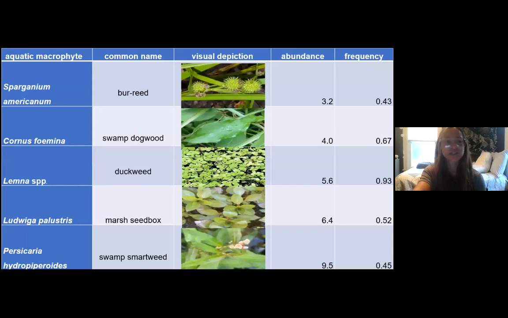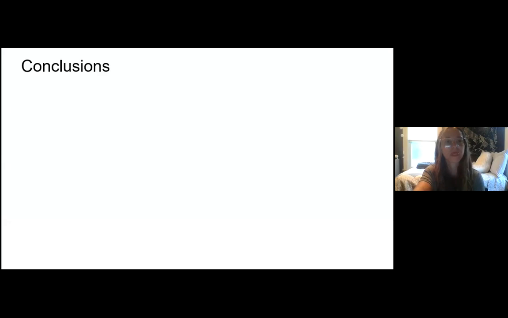And this is just an overview table of the species that I stated previously. These are all the 5 species that were most significantly related to nitrate concentrations, as well as their common names and scientific names, some visuals, and the abundance and frequency of each one that was calculated through the equations that I listed previously. So moving on from results are the conclusions that I drew from these findings.